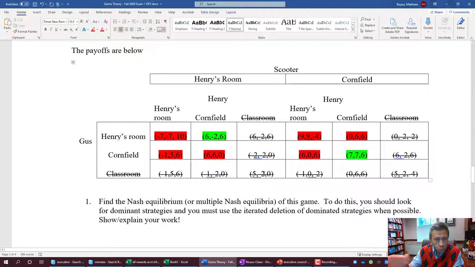This would be for the full credit, noting, okay, there are two Nash equilibria in the game. Gus going to Henry's room, Henry going to the cornfield, Scooter going to Henry's room. Or Gus, Henry, and Scooter all going to the cornfield. Those are the two Nash equilibria of this game.